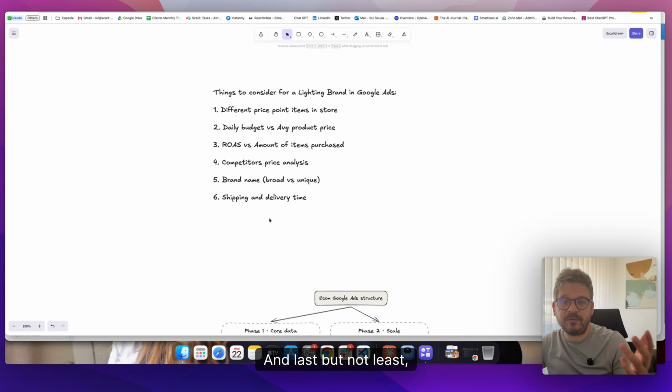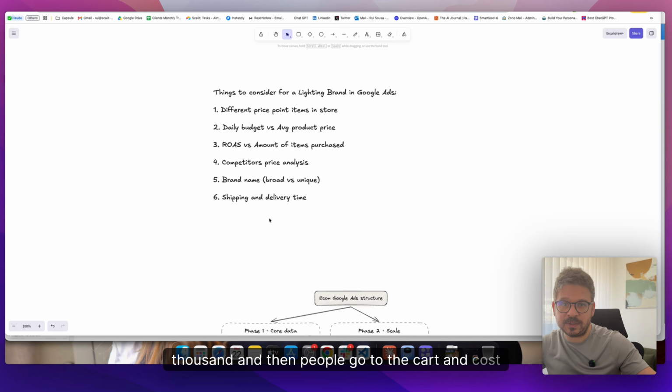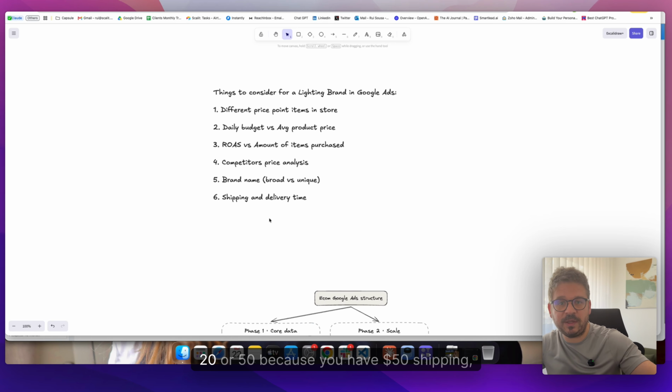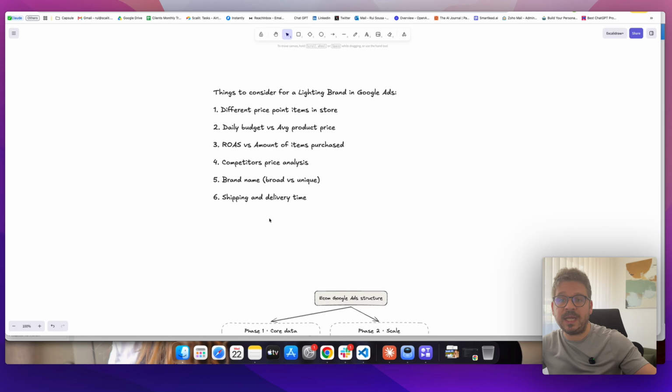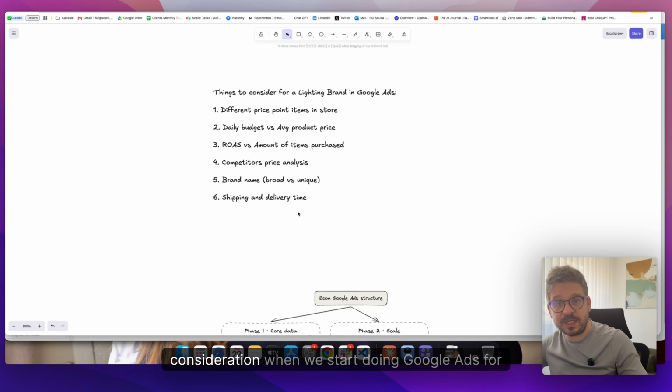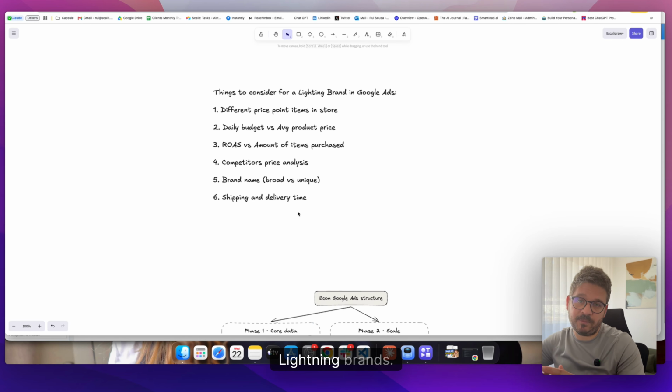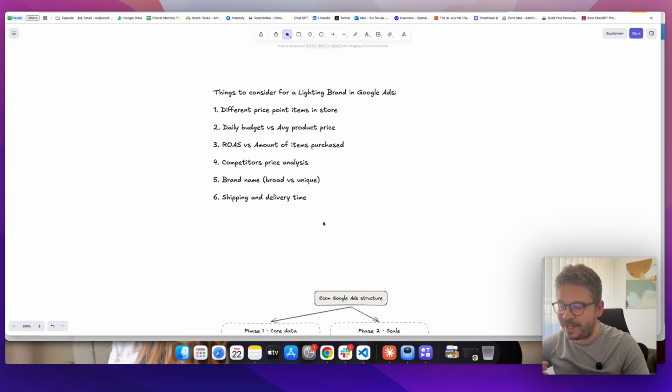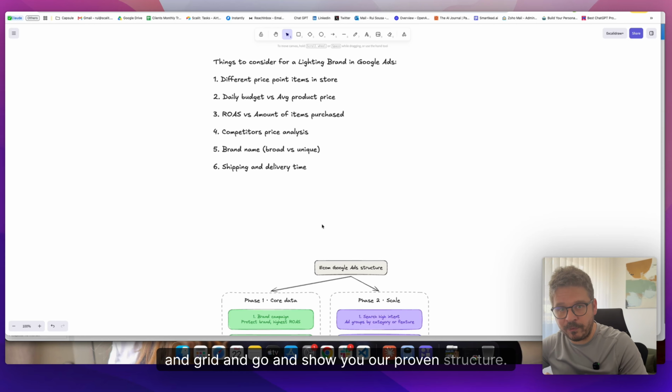Okay. And last but not least, of course, shipping and delivery time. That's the same as the competitive price analysis. Like if you have a floor lamp that costs 1,000, and then people go to the cart and it costs 1,050 because you have $50 shipping, that can massively decrease your conversion rate. So it's always better to also do some research around your competitors and play around with that. Do some testing, okay? So that's something we always keep in consideration when we start doing Google Ads for Lighting brands, okay? So let's get into the nitty gritty and show you our proven structure.